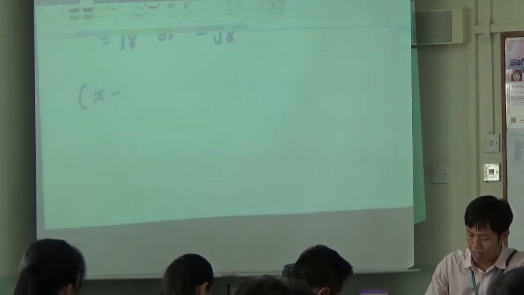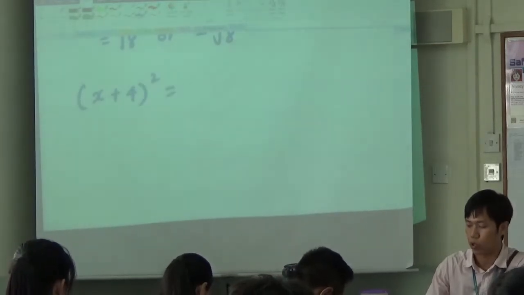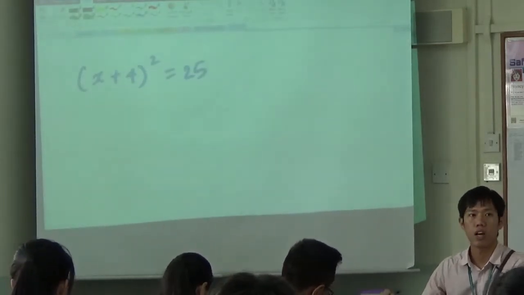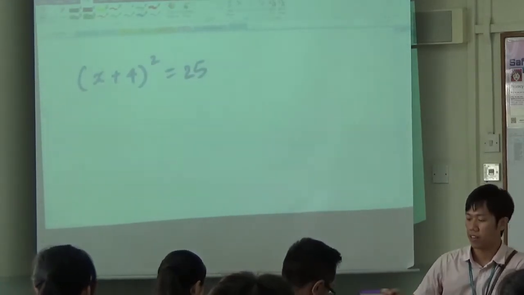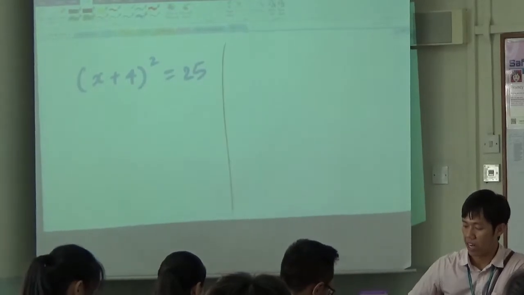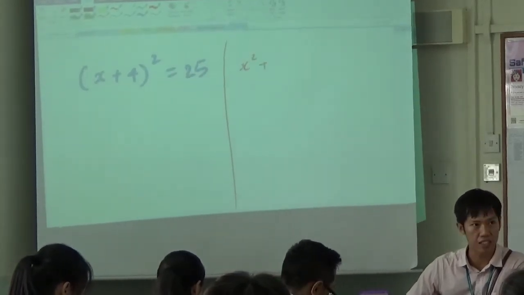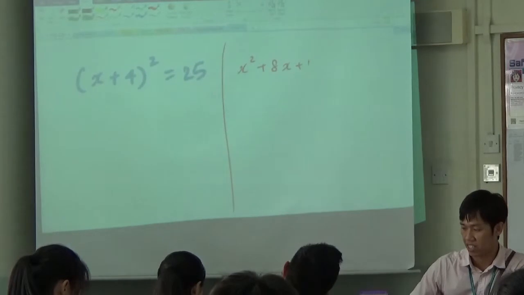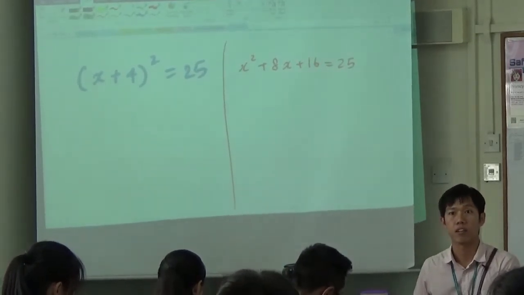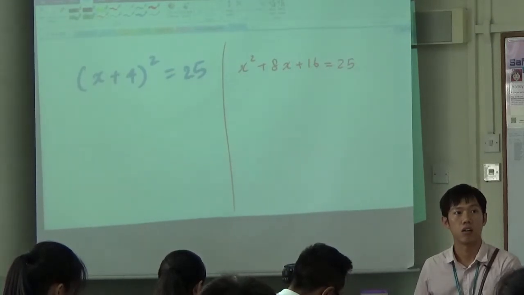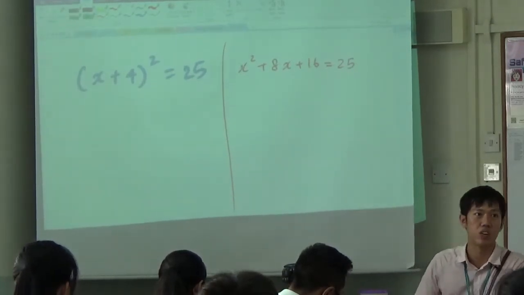Okay, let's try something else. (x + 4) squared equals 25. Now we have to solve for x again. What do you think the first step should be? Expand. So if I were to expand, I will get x squared plus 8x plus 16 equals 25. Do all of you agree that we should expand? Okay, so what is your suggestion now?